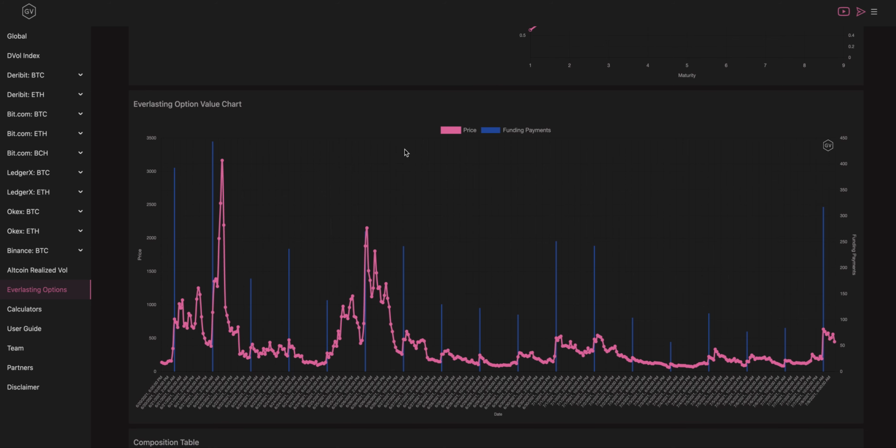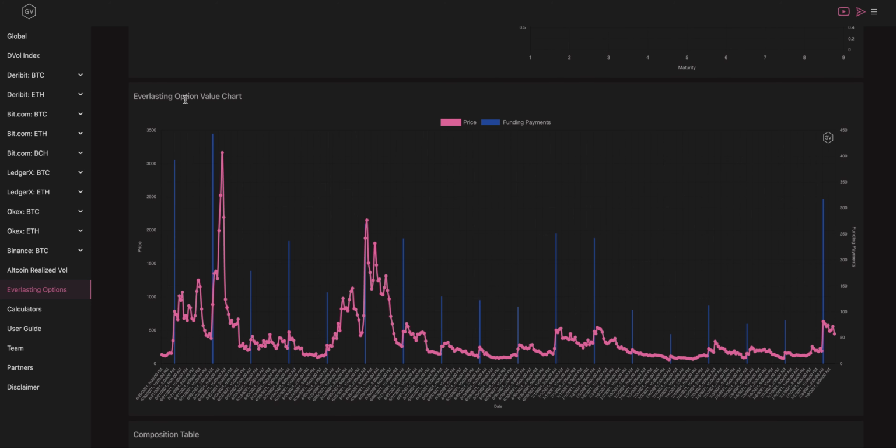And then the next thing we have here is the everlasting options value chart. So this is what's really interesting. We have this data going all the way back to June 20th. So this is about 20 days of data, and this data updates hourly. What we can see here is how the everlasting option performed, here in pink, and then the blue histogram bars are the funding payments.